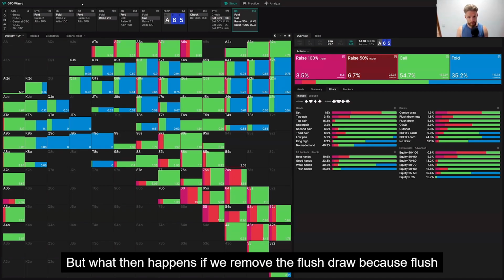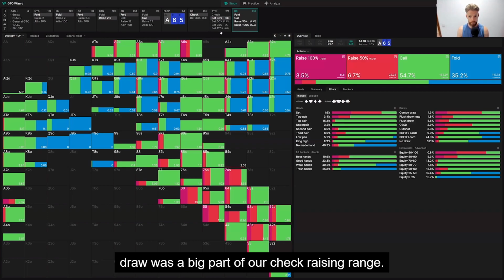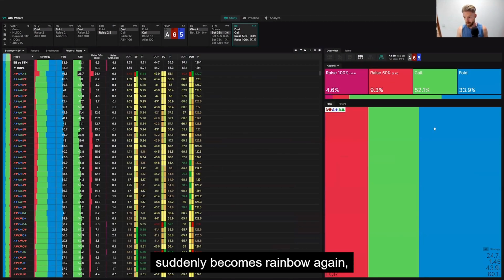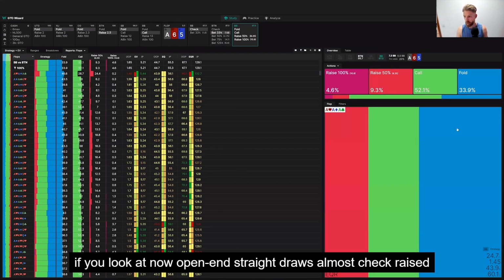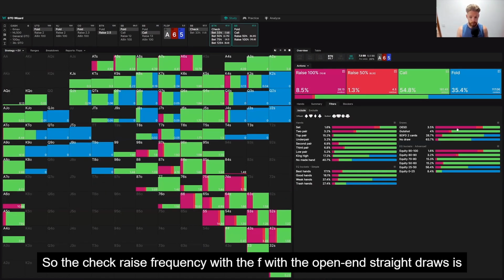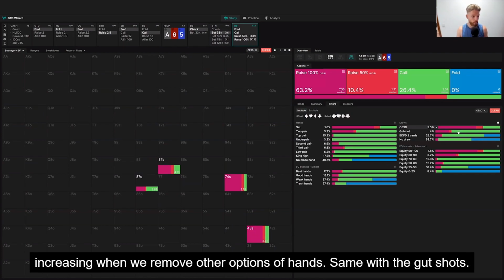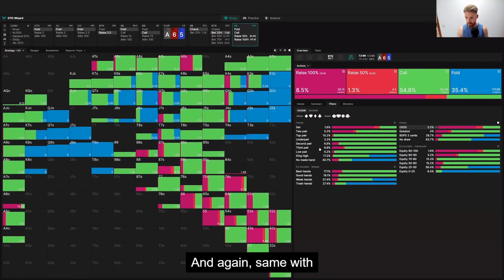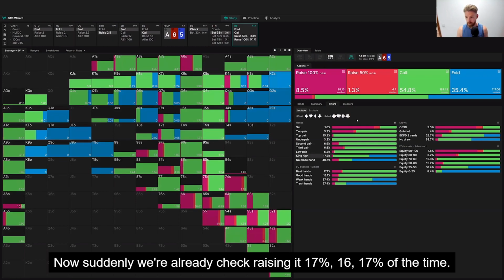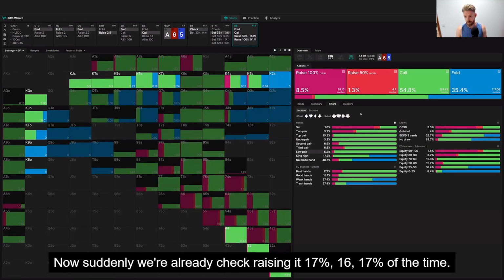But what then happens if we remove the flush draw? Because the flush draw was a big part of our check raising range. So if you were check raising these overs, these flush draws, your check raise frequency will drop tremendously when a board suddenly becomes rainbow. Again, if you look at now the open-ended straight draws, almost check raised 75% of the time. So the check raise frequency with the open-ended straight draws is increasing when we remove other options of hands. Same with the gut shots. And again, same with the second pairs, low pairs. Now suddenly we're already check raising it 16, 17% of the time.